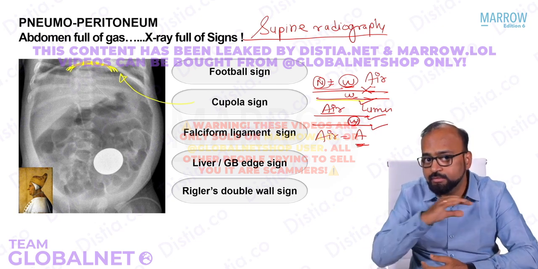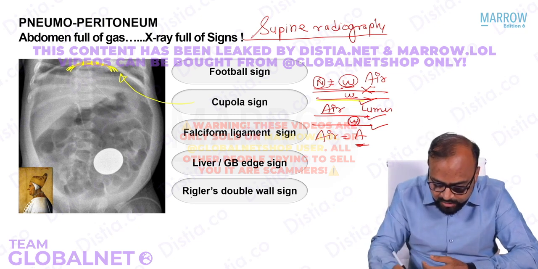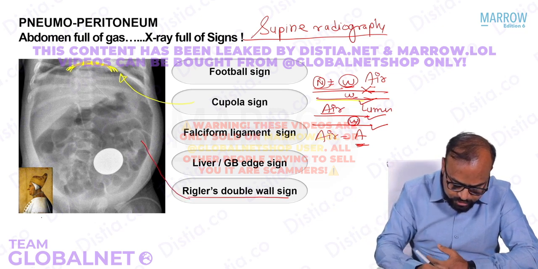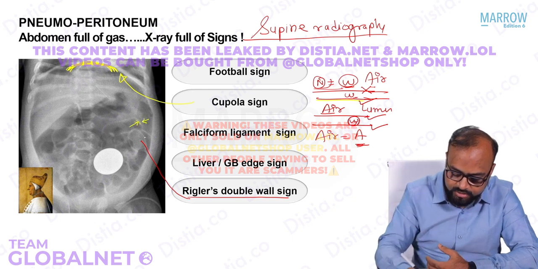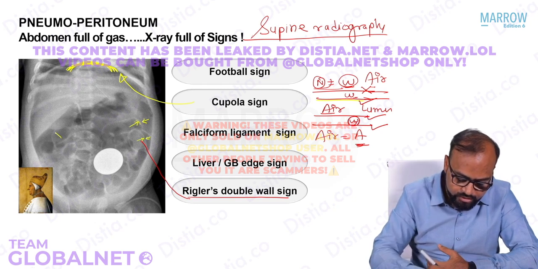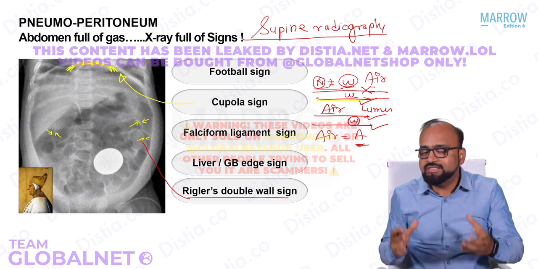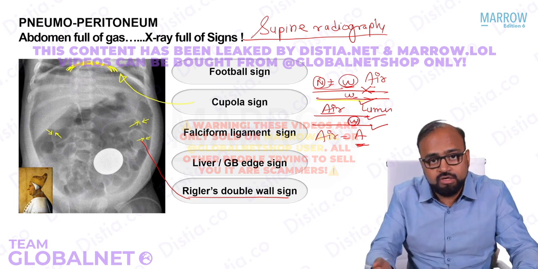When you see both the inner mucosal and outer serosal wall layers of the bowel, it is called Rigler's double wall sign. If you watch carefully in this particular image, for this bowel you are able to see the inner margin as well as the outer margin. See here also, inner margin, outer margin. Here also, the inner margin as well as the outer margin is seen as a sharp margin. This is differential radiographic density theory. This is what is called Rigler's double wall sign.